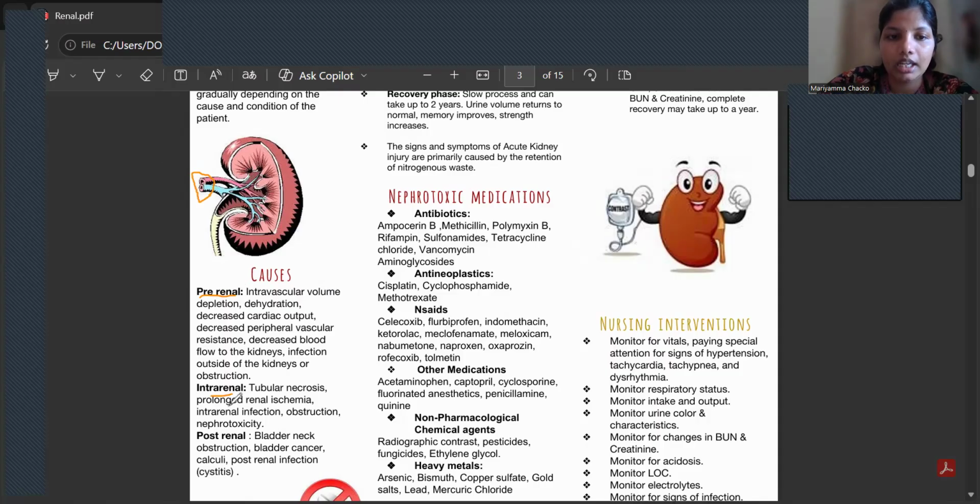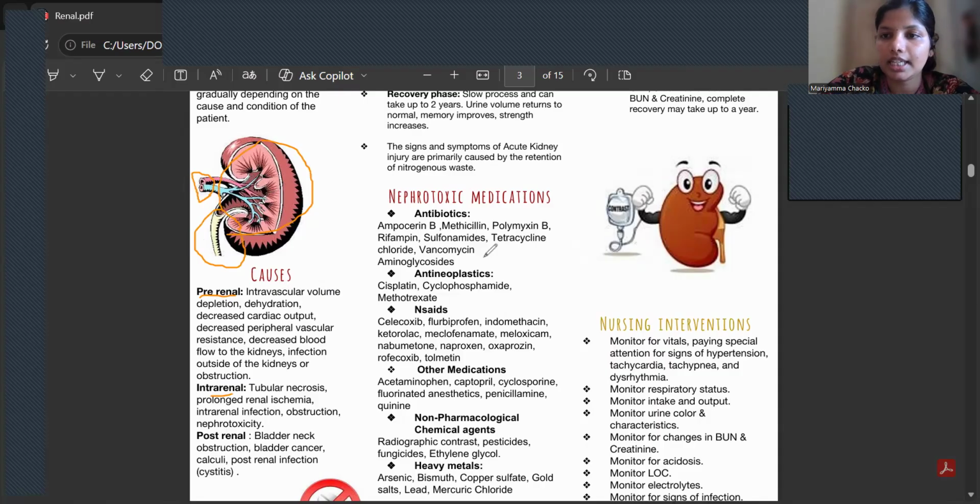What happens in the intrarenal cause? Other things are prolonged renal ischemia, intrarenal infections, or obstructions. Then the next one is post-renal. Post-renal means bladder injuries or obstructions, bladder cancer, or post-renal infections. So I hope it is understandable for you. The causes are pre-renal, intrarenal and post-renal.